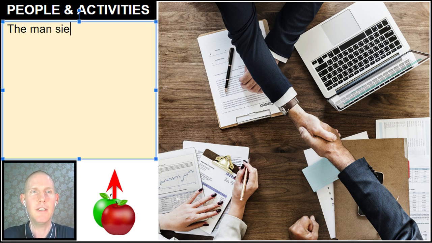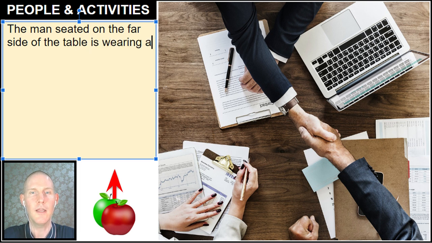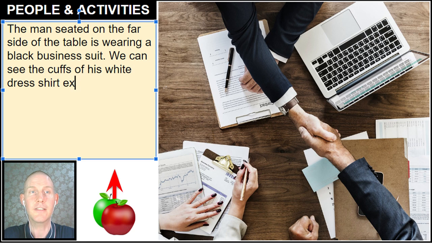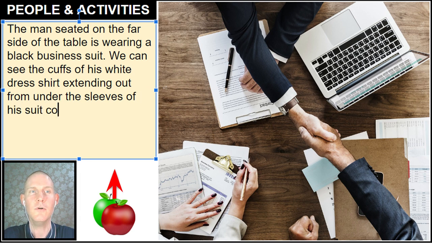The man seated on the far side of the table is wearing a black business suit. We can see the cuffs, it's a good word, cuffs, of his white dress shirt extending out from under the sleeves of his suit coat. Woo! That's a nice long sentence.